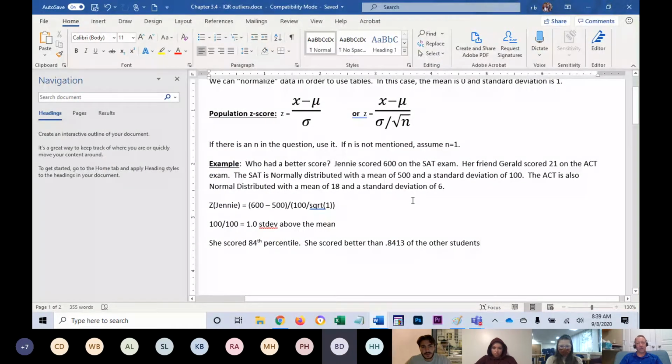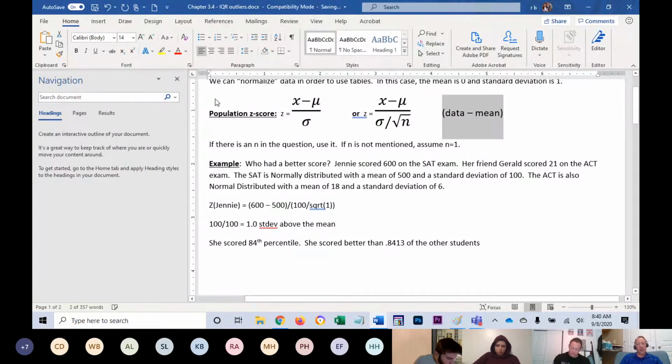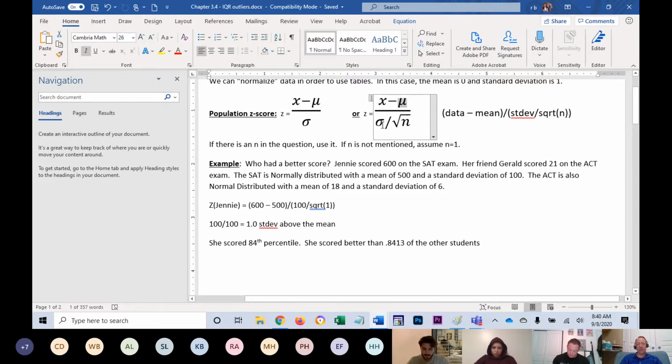Now, what is X again? On this one it makes sense because there's only one person, but there can be multiple people. Another way to think about this is data minus the mean. That's your numerator. Data minus the mean, over the standard deviation over the square root of n. Conceptually, that's what this formula is. You've got your data, whatever you're measuring, minus the mean, over your standard deviation over the square root of n.